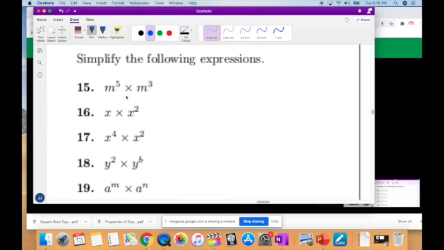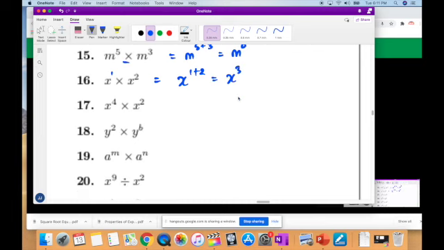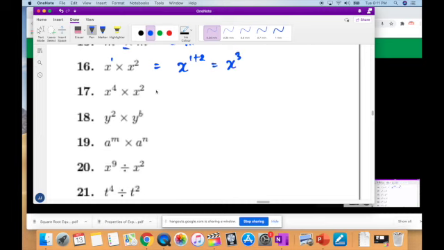Okay. Multiply, so you just add the indices. So that'll be m to the 5 plus 3, which is m to the 8, right? This is to the power of 1, so that's x to the 1 plus 2, which is x cubed, right? This here is x to the 4 plus 2, 4, 5, 6, x to the power of 6.